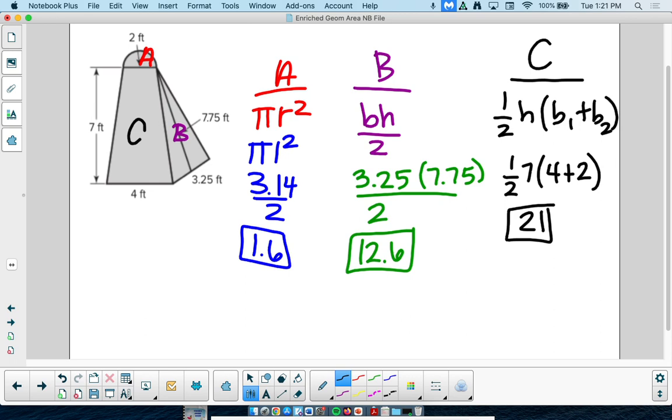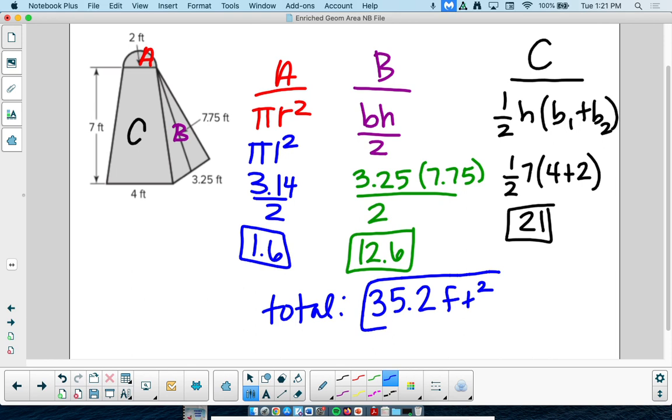Because we have 21? Okay. Now we just add up those 3 totals, and we're done. $35.2? Okay, wonderful. Thanks, guys. That was good. Quick.